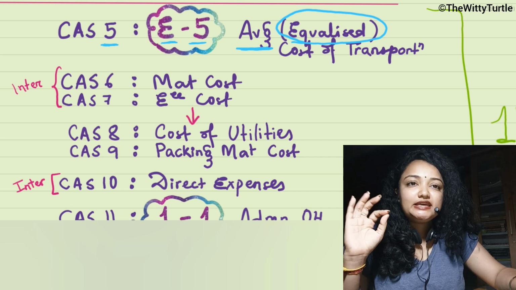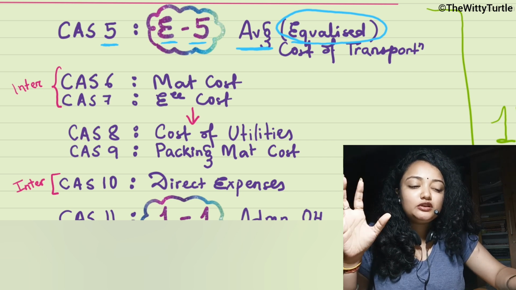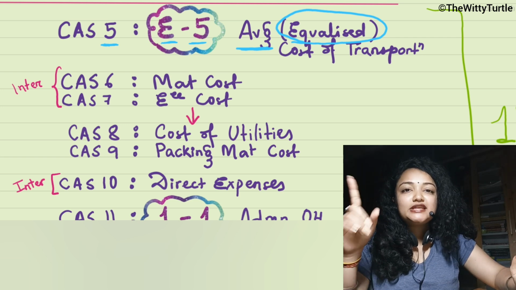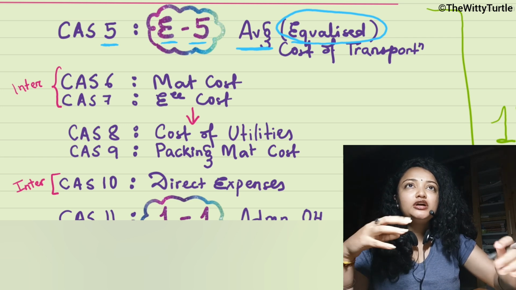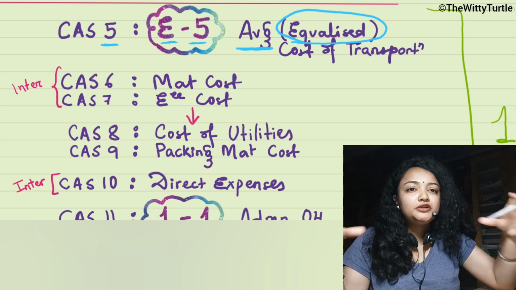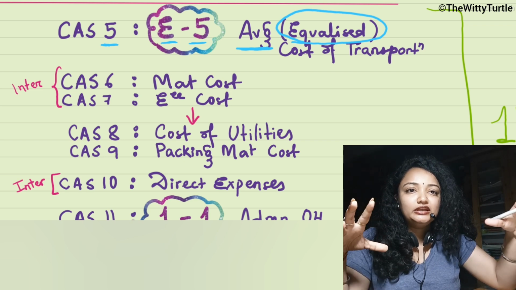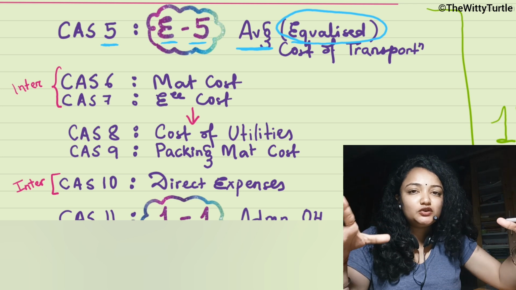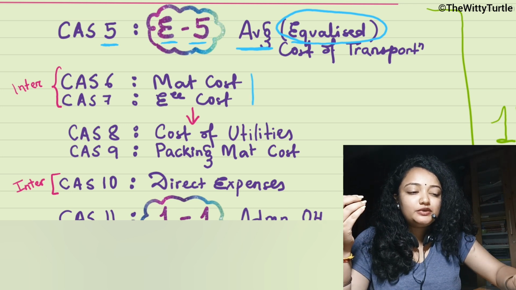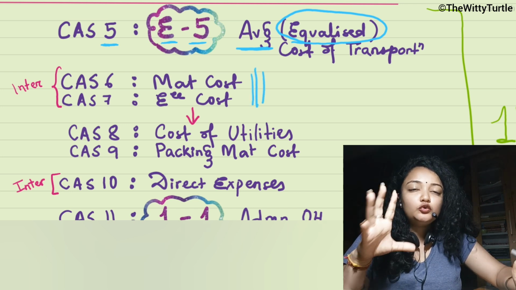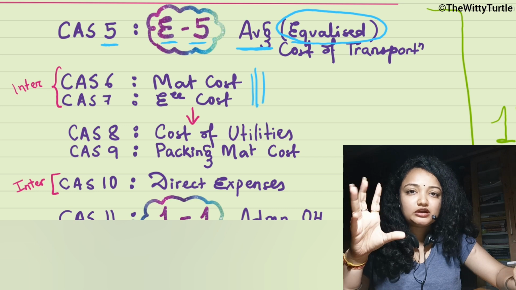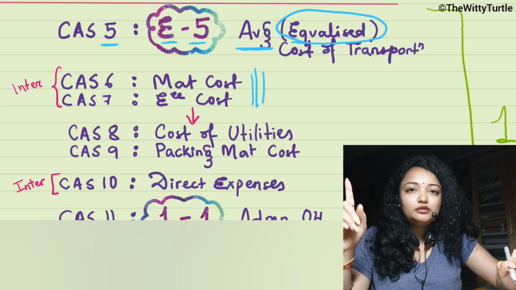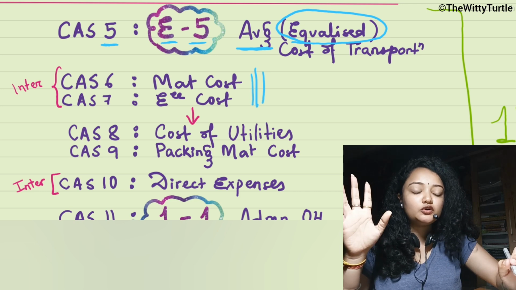Now coming to CAS 6, which is material cost, and CAS 7, that is employee cost. I think all of us can remember this because we have done two full chapters on this particular CAS in our intermediate, right? So if you have studied cost accounting nicely in your intermediate, then you must be remembering these two cost accounting standards, 6 and 7. 6 is what? Material cost. 7 is what? Employee cost.